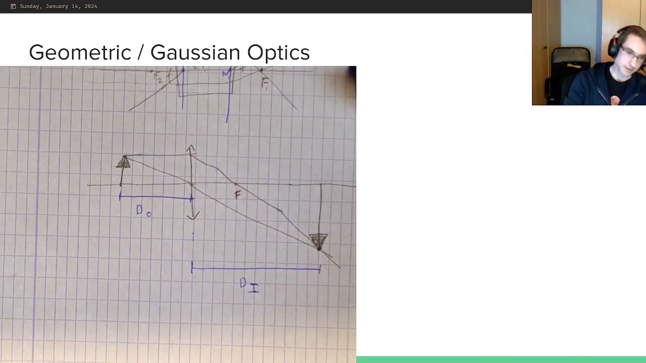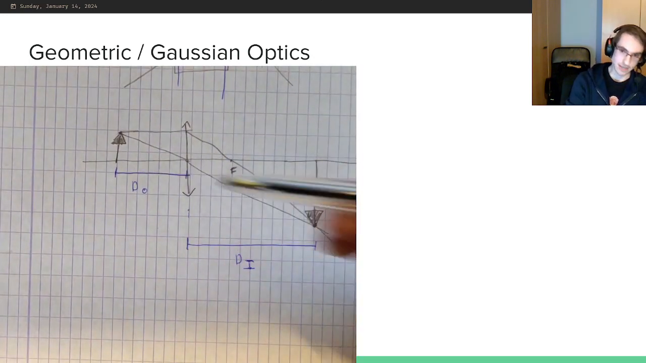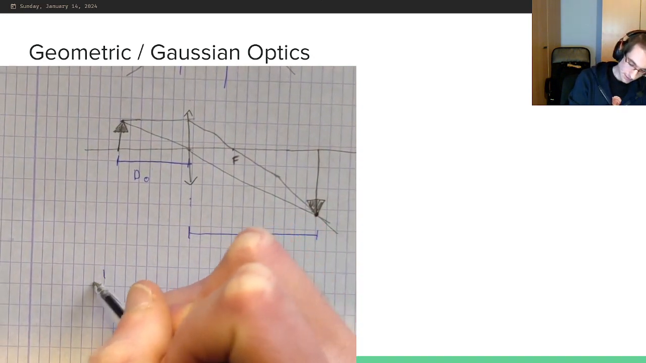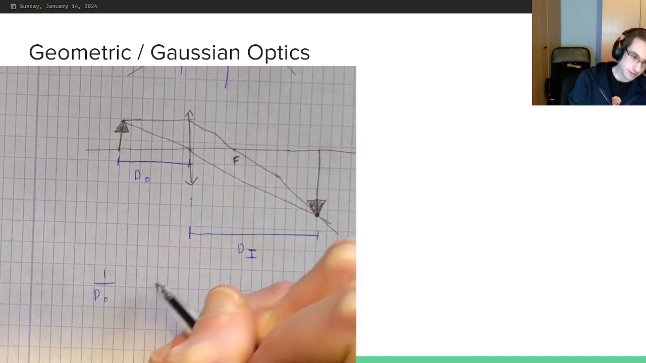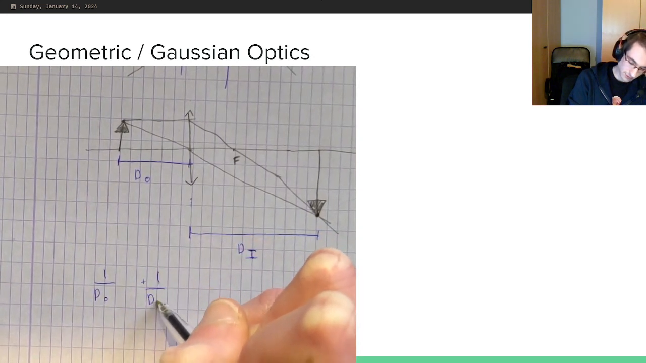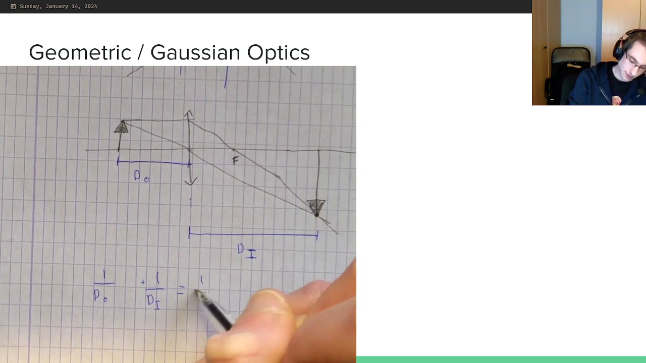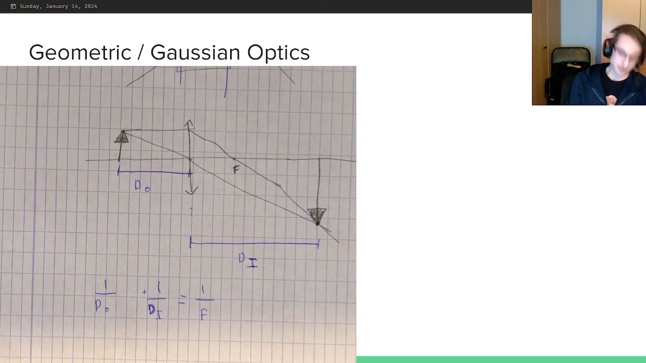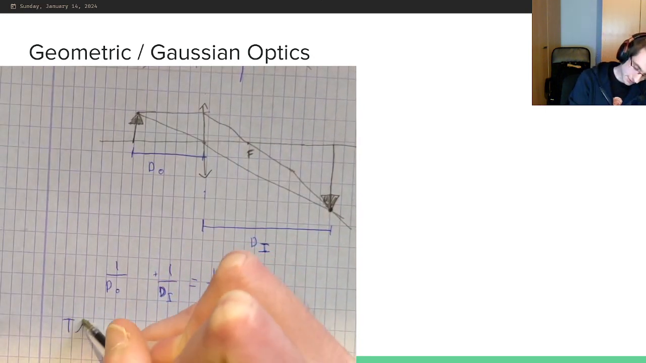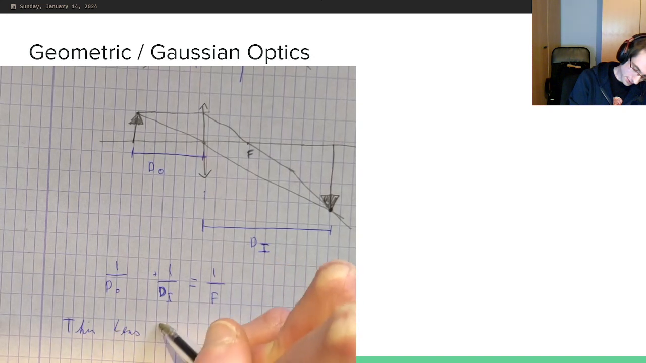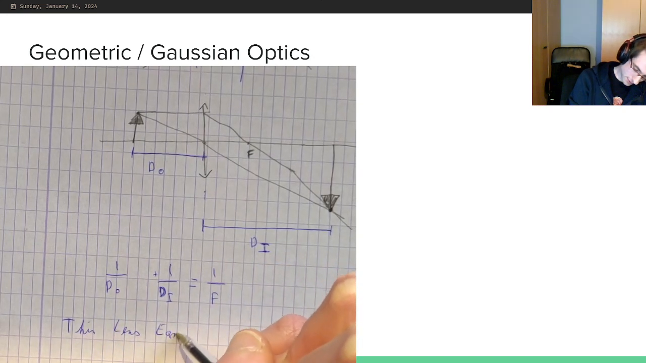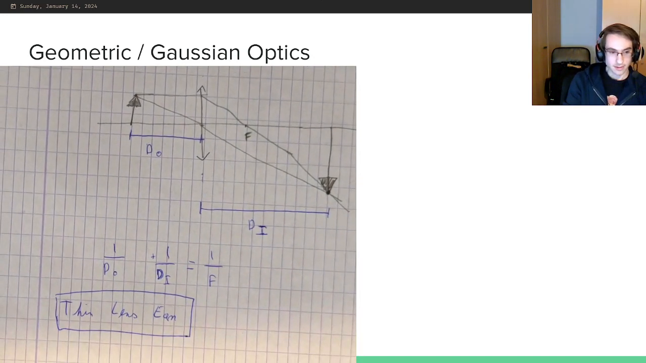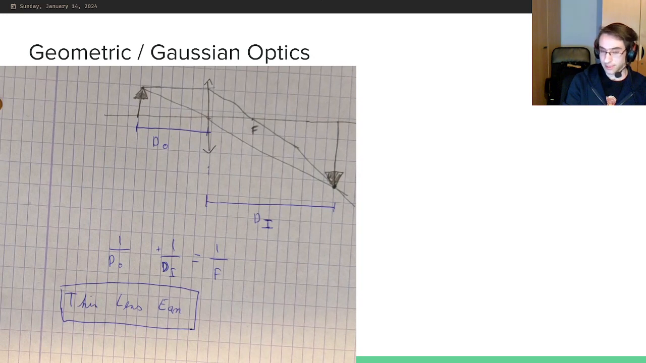And then it turns out that if you do the math, you can draw some triangles here and rearrange some of the equations. Then you find that the inverse of the object distance plus the inverse of the image distance must be equal to the inverse of the focal length. And this is the thin lens equation. Let me add that. Thin lens equation. This is very useful for cameras, as I said.